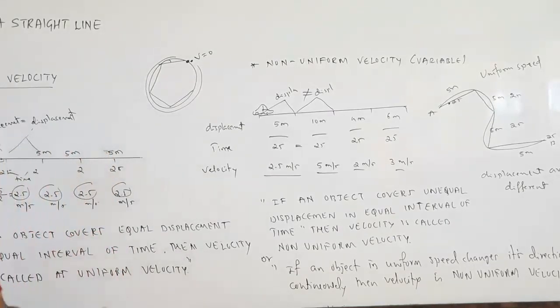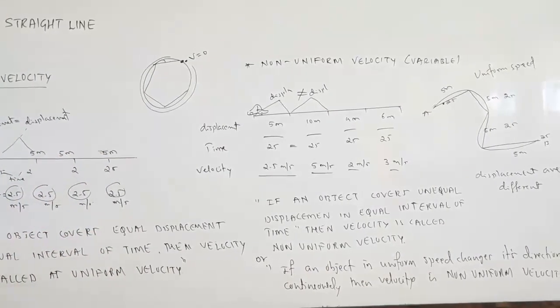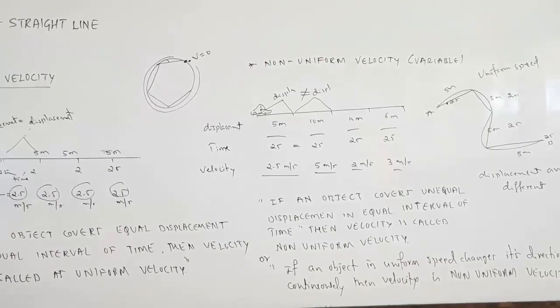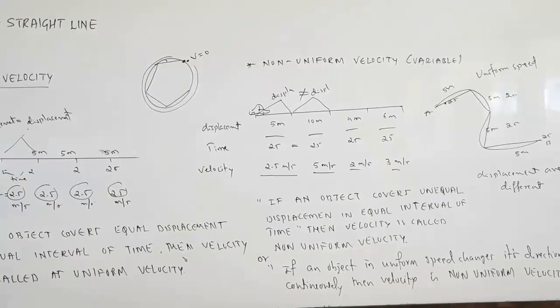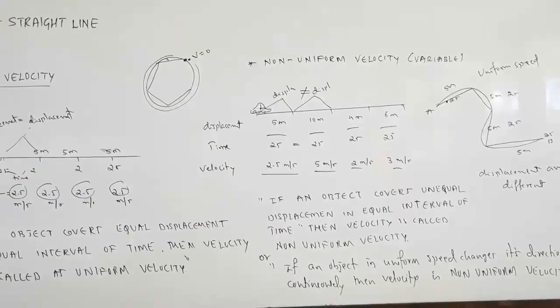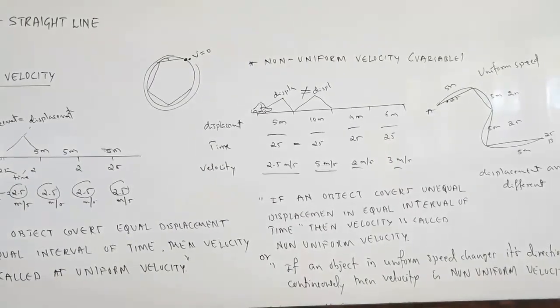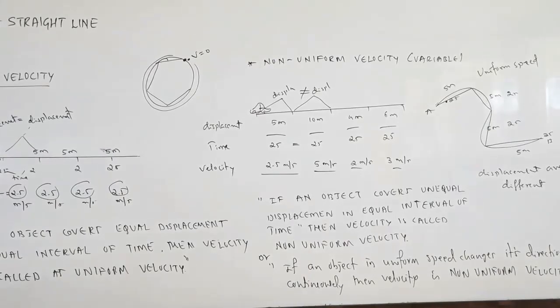Okay, so remember, if object is covering equal distance in equal interval of time, or equal displacement in unequal interval of time, then also it is not uniform velocity. Even if it is having the same speed, but if it is changing its direction continuously, then also it is going to be non-uniform velocity, but not uniform.